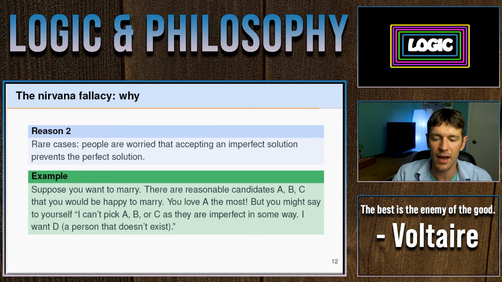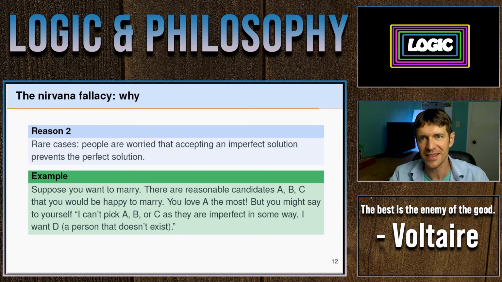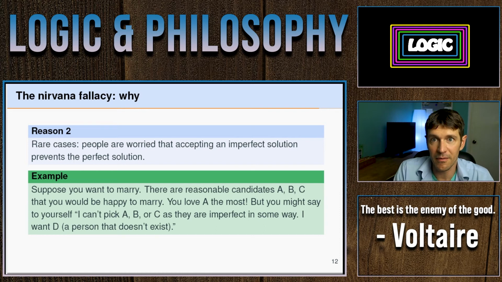Let's say you want to get married, and being married would make you happy. And there's a number of individuals who you could marry. You have candidates A, B, and C, and let's say of these individuals, you love A the most. But like everyone, nobody is perfect. And so these individuals are not perfect solutions to the problem of who I should marry, which candidate I should pick. So you say to yourself, well, since they all have failings in some way, shape, or form, I can't choose any of these. I can't accept the imperfect solution. Instead, I can only accept the perfect solution, some hypothetical possible individual D. And this person simply doesn't exist because there are no perfect people.